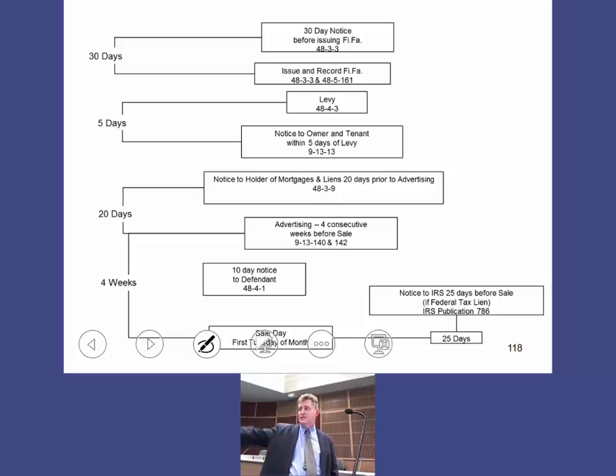Now, the IRS gets a 25-day notice, and that's a notice that's required to be given to the IRS. But once the tax sale takes place, if there's no defect in the tax sale, then basically the tax sale purchaser gets what he paid at a tax sale plus 20% if any creditor wants to redeem the property.